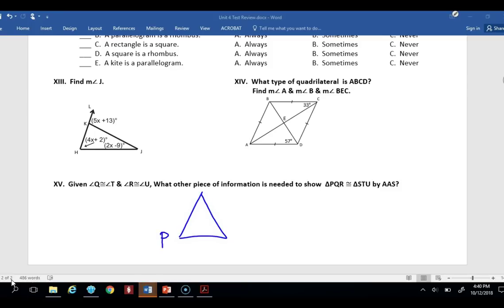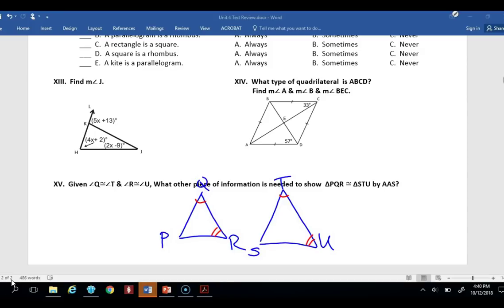Then I'm going to mark these angles that it tells me are congruent. So Q is congruent to T, and angle R is congruent to angle U. Now it's asking me to prove that these 2 triangles are congruent by angle, angle, side.